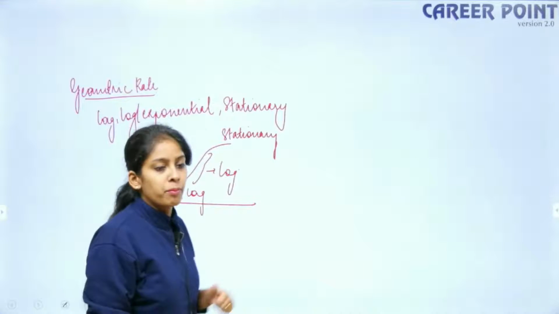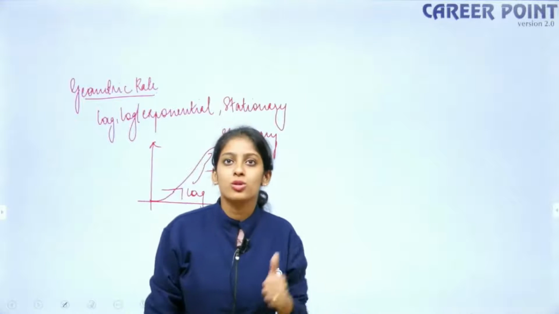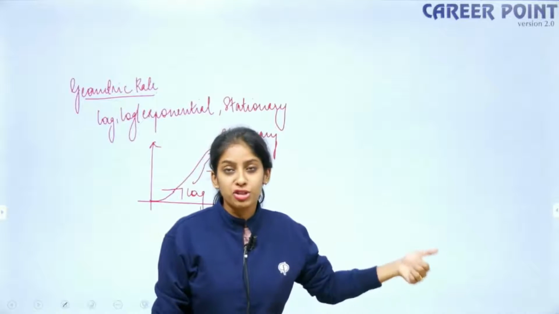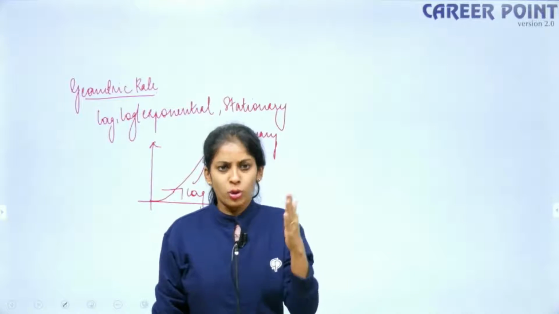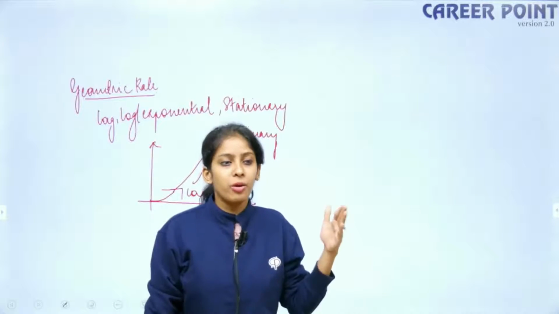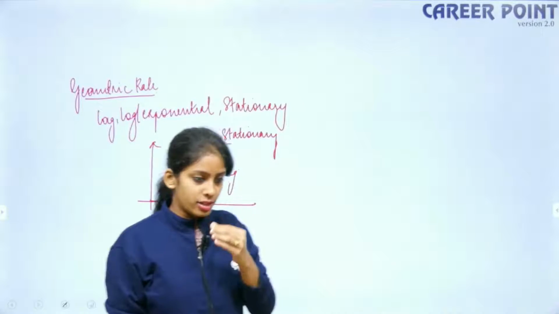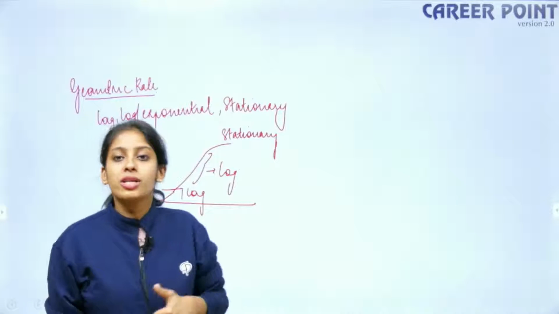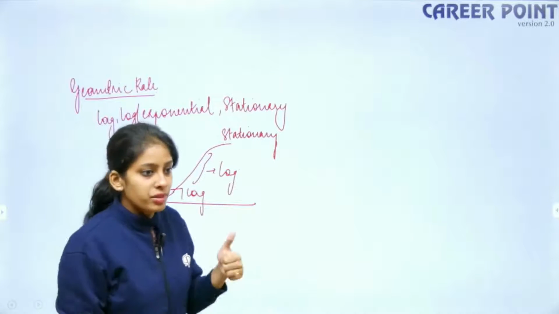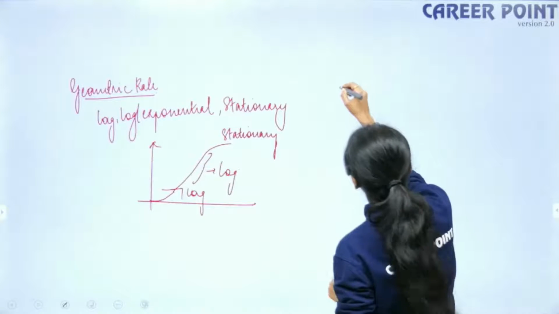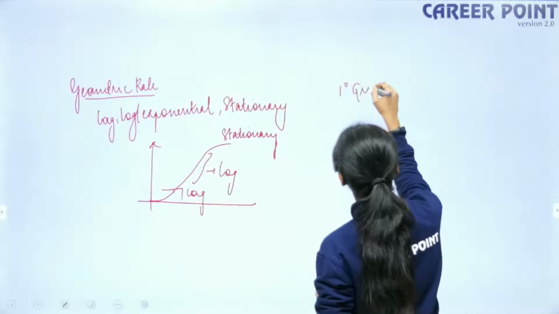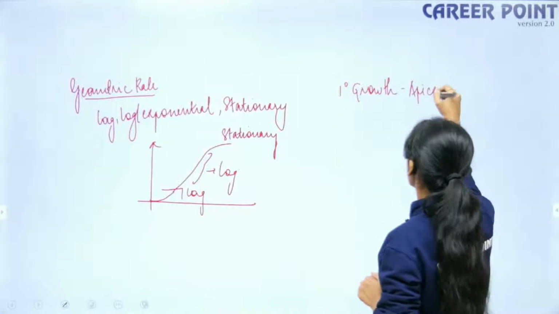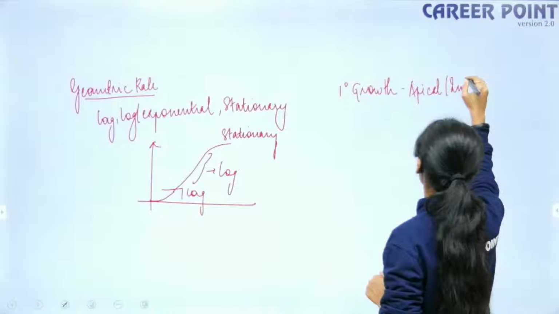So the topic name being plant growth and development. So long I was talking about plant growth, defining growth, the measures of growth, in what terms it can be compared, what the conditions for growth are, etc. So now I am going to talk about development. So how does plant development take place? My primary plant growth happens with the help of primary meristems, that is your apical meristem and your intercalary meristem.